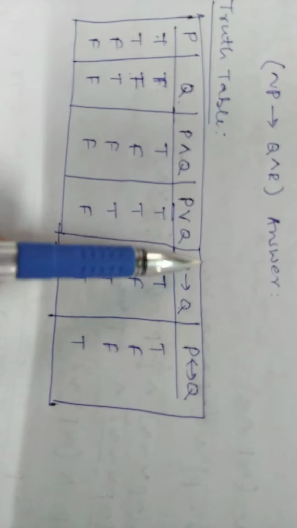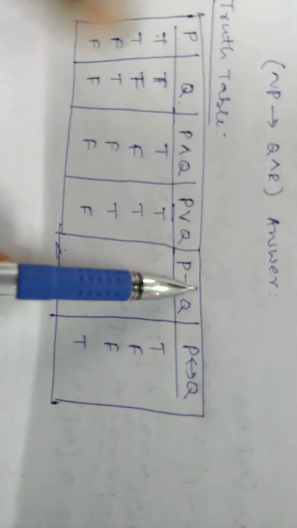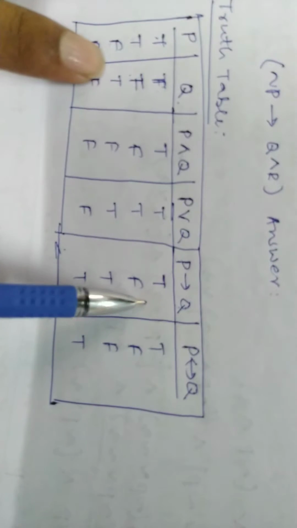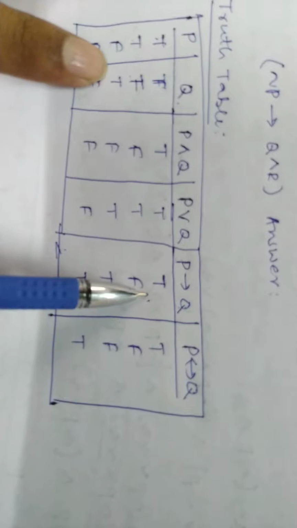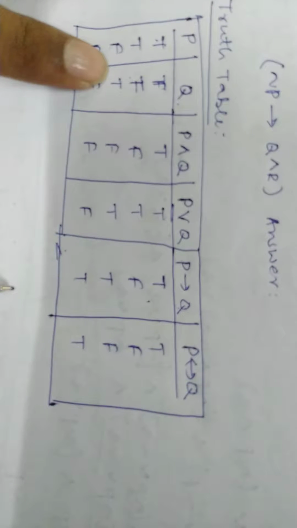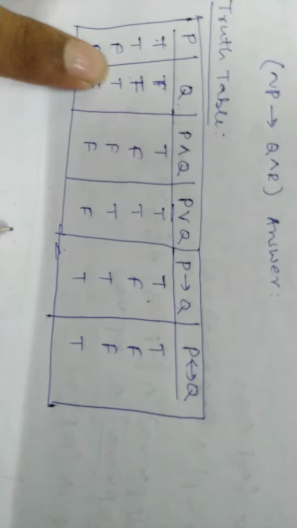If P is true, then Q is true, means the statement value is true. If P is true, then Q is true. That is a true statement. Means if a number is divisible by 6, then it is divisible by 2. It is a true statement.